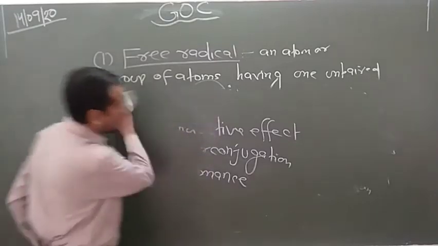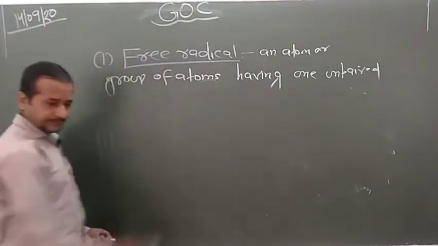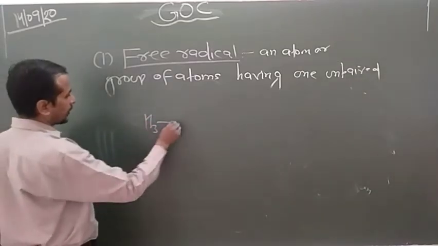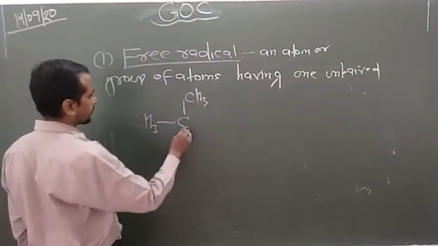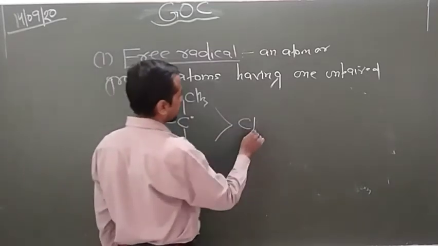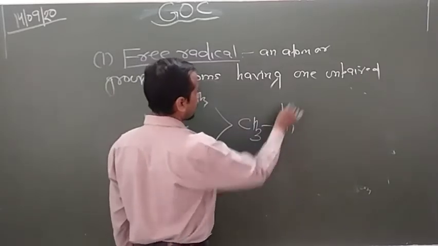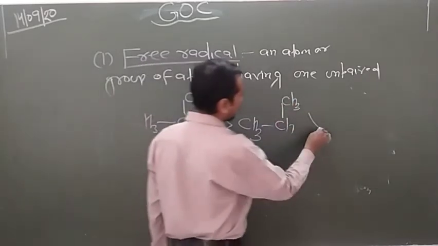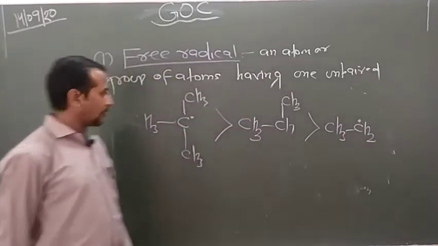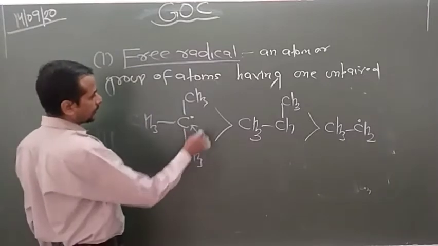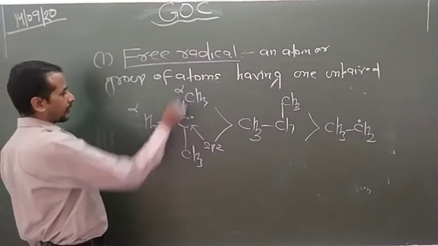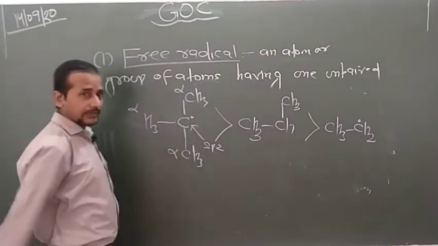Now let us explain by taking one example about the stability. Again here, a 3 degree free radical is more stable, just like carbocation. It is more stable than a 2 degree free radical, and this is more stable than a 1 degree free radical. Now look at the condition. This carbon is sp2 hybridized and this is the alpha carbon with respect to the sp2 hybridized carbon.